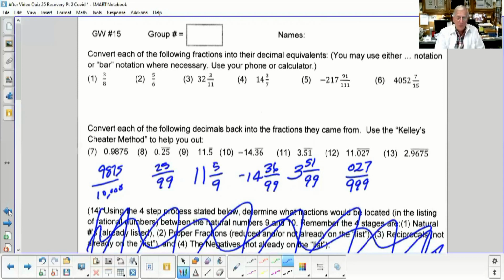All right, for 13, okay, all you do is put the whole number 2 down and put 9675 over 4 nines. That's all you need to do, and I am thrilled with that. So just do that, and you're in good shape.